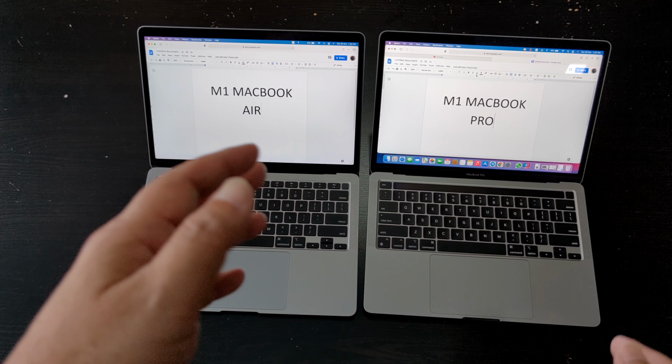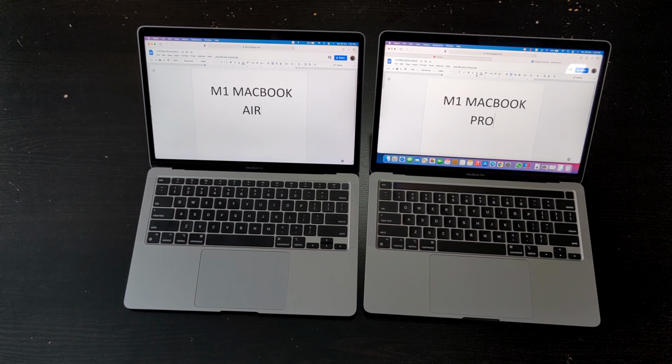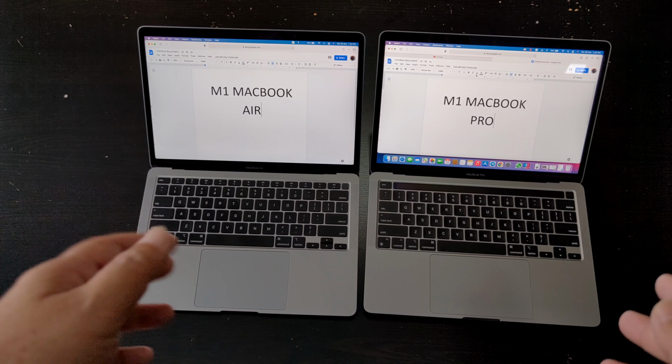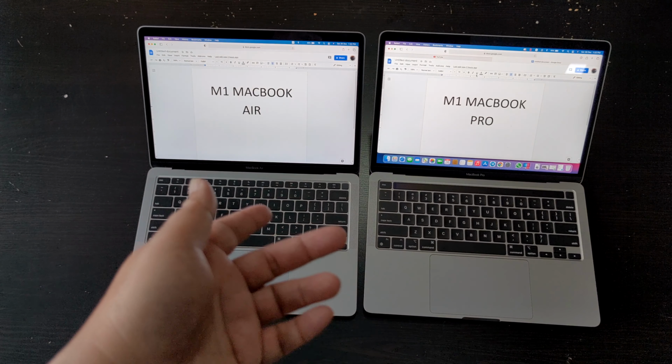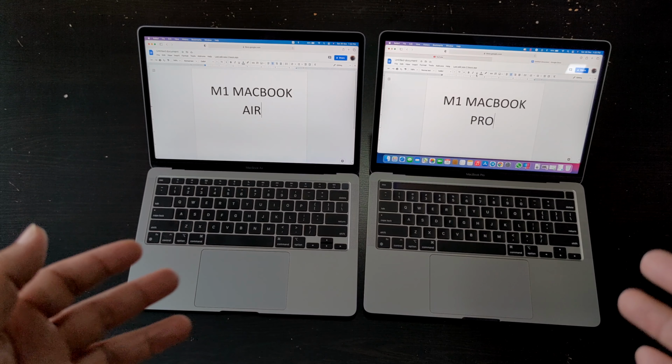And today I'm going to compare the MacBook Air versus the MacBook Pro. If you guys are considering to buy a MacBook for yourself, be it for studies, for work, this video might be able to help you.